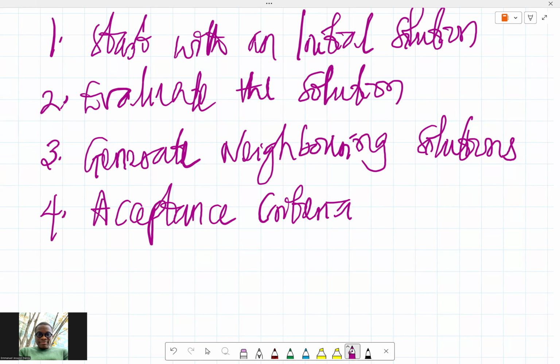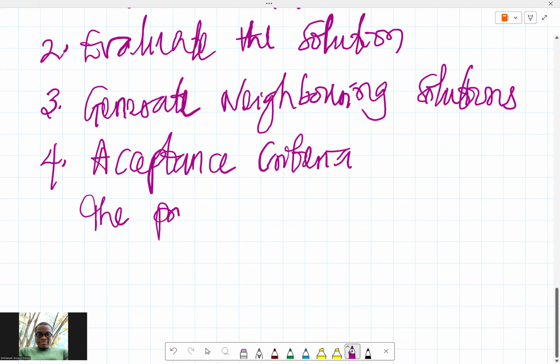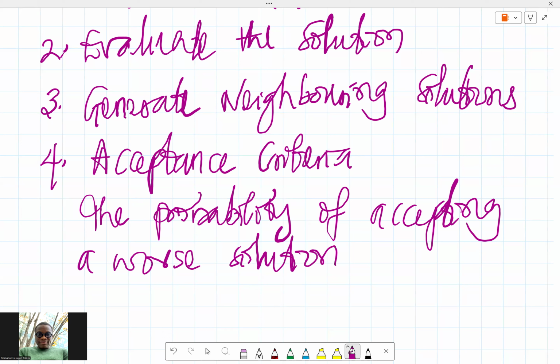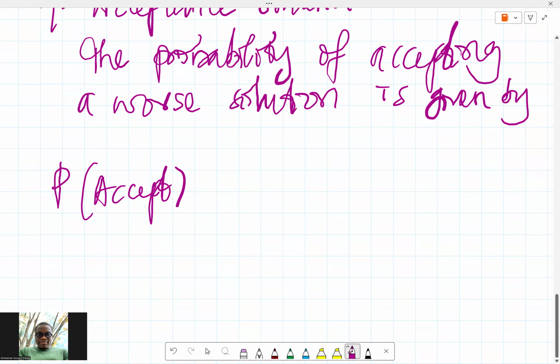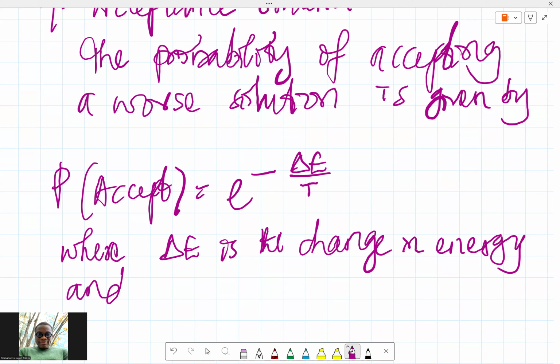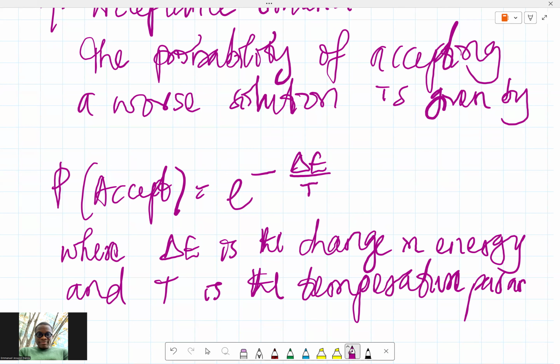So the probability of accepting a worse solution is given by a formula. Let's see that. The probability that you accept a worse solution is e raised to the power minus delta E over T, where delta E is the change in energy, and T is the temperature parameter.